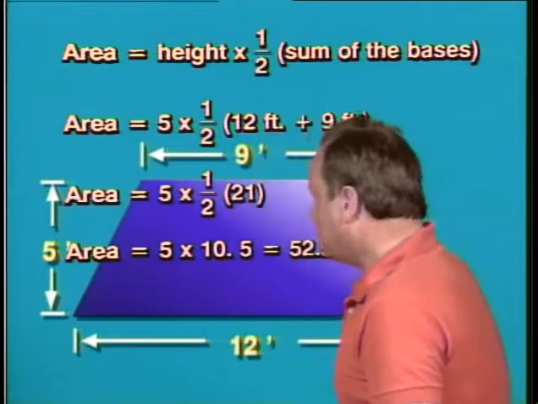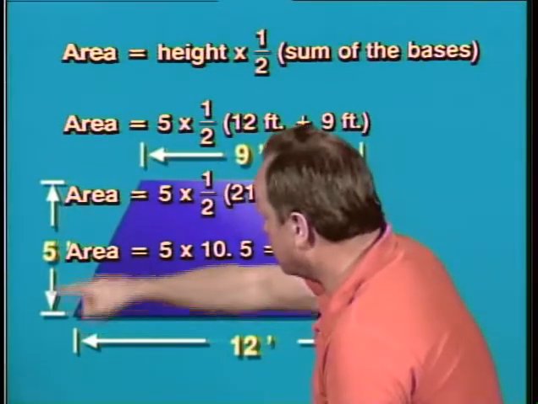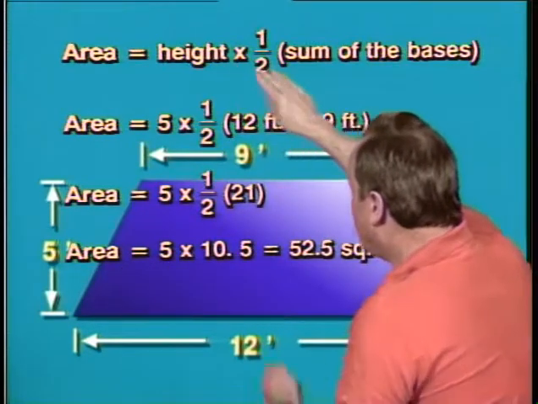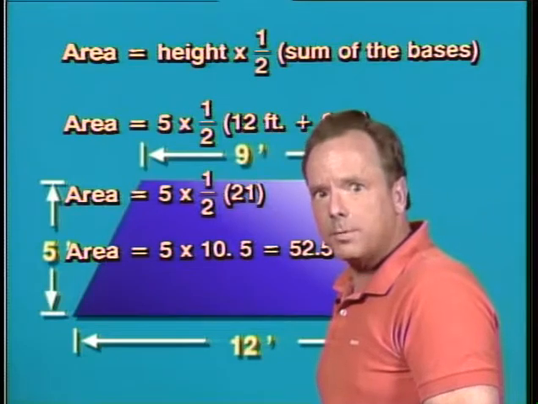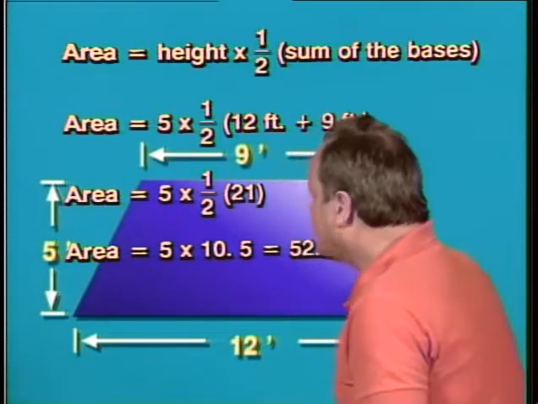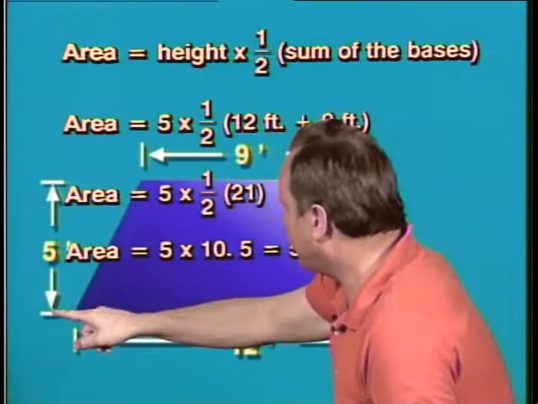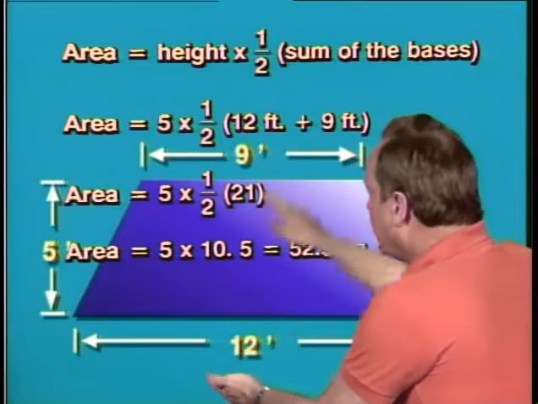Let's take a look at the formula for an area of a trapezoid. What you do is you take the height, and that's just 5 inches in this particular case, times 1/2 the sum of the bases. Well, 1/2 the sum of the bases is the average of the bases, so nothing to it. All right, so the height in this particular case is 5 feet, and the bases are 12 feet and 9 feet.